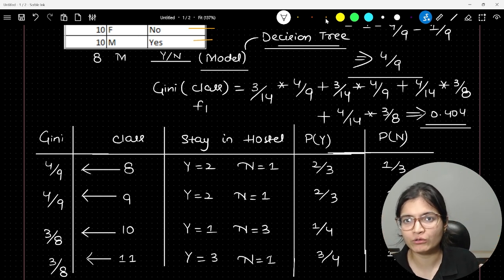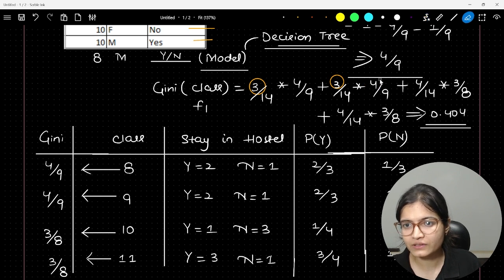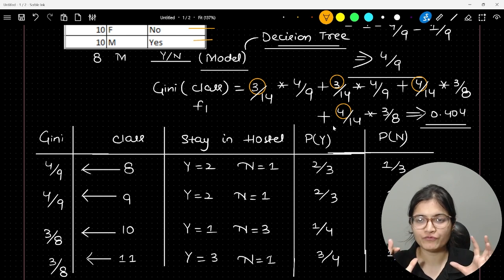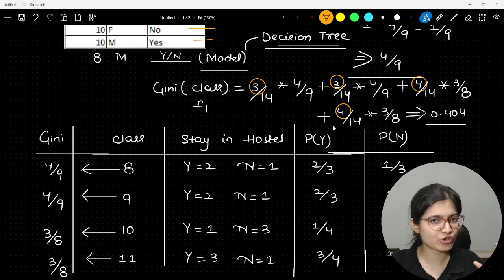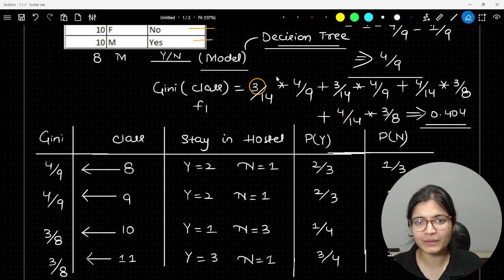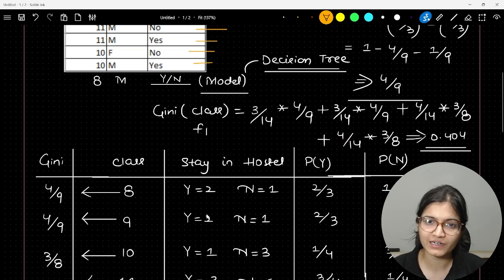And after that, because we want it for the whole feature F1, we have combined all these together. If you count the number of records, 3 plus 3 is 6, plus 4 is 10, plus 4 is 14. So you can see, out of 14 records, what is the distribution of each class? That is what we have done as part of the probability. This is how we evaluate the Gini value for a class.